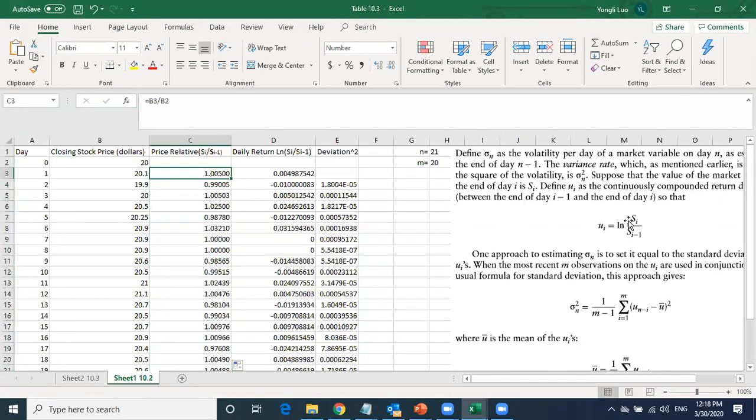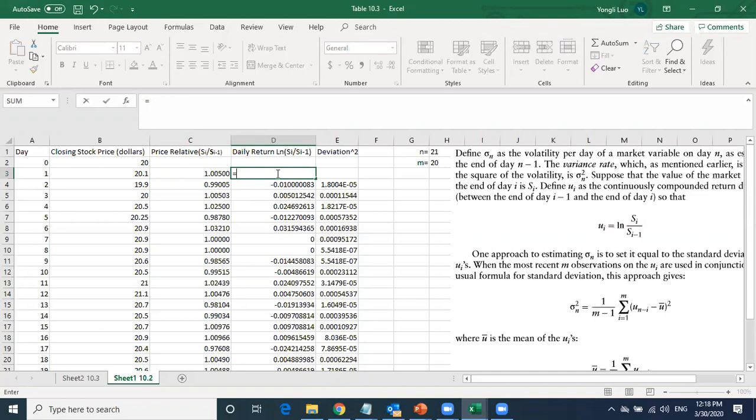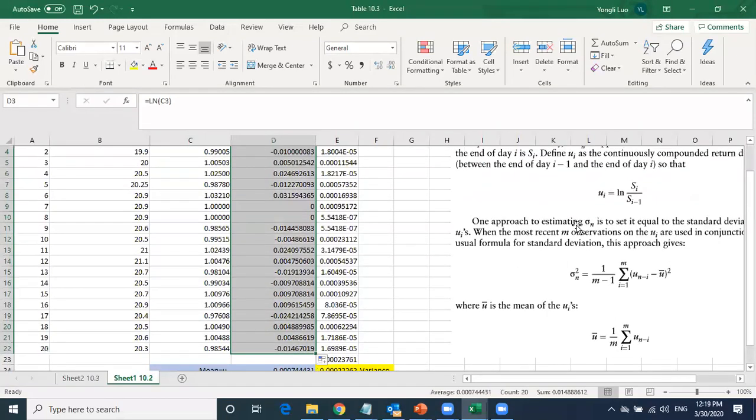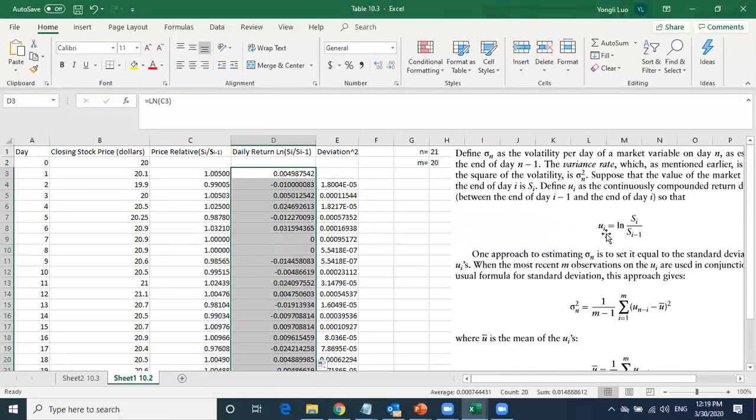Remember, first you calculate the relative price, and then you take the ln of the relative price. So the value is equal to ln of this relative price. You drag all the way down. This is the ln of the relative price, which we can call the daily return.